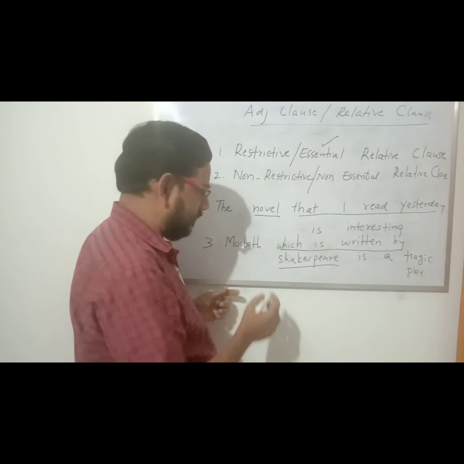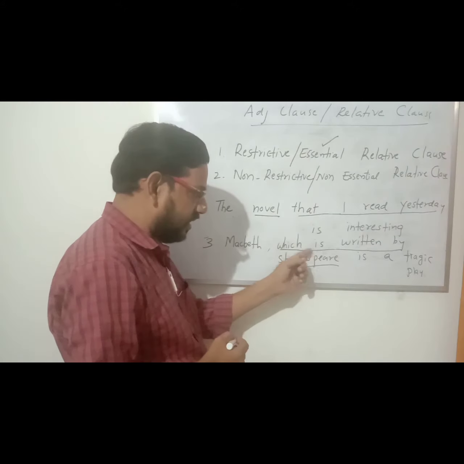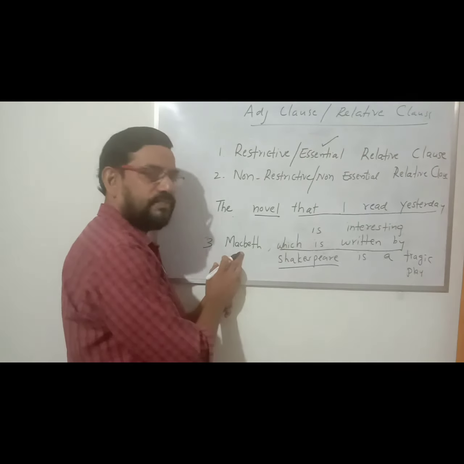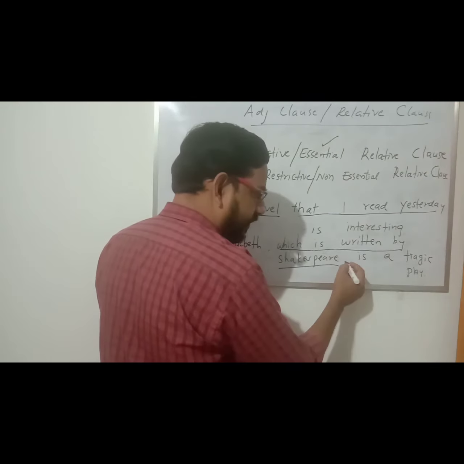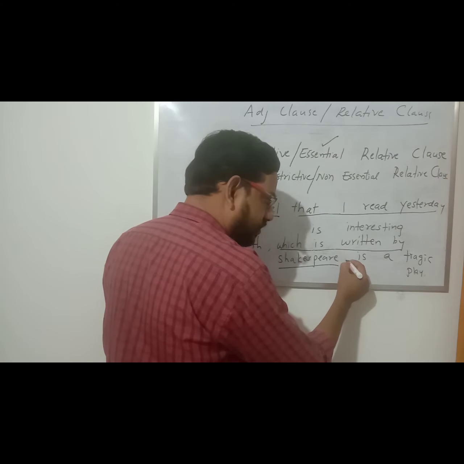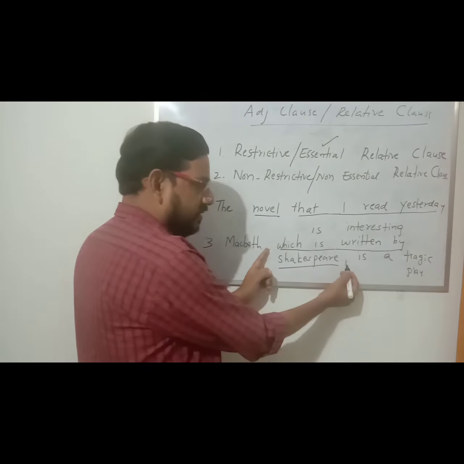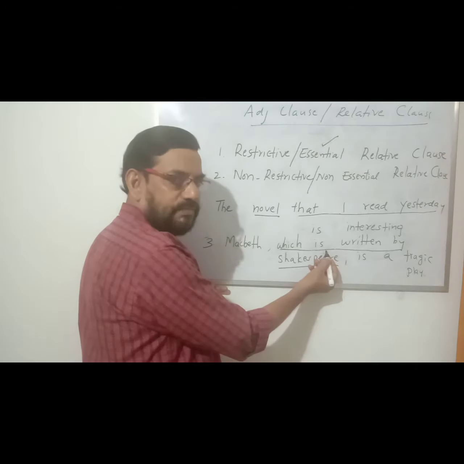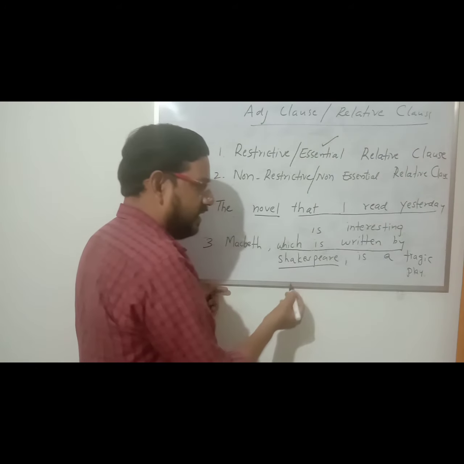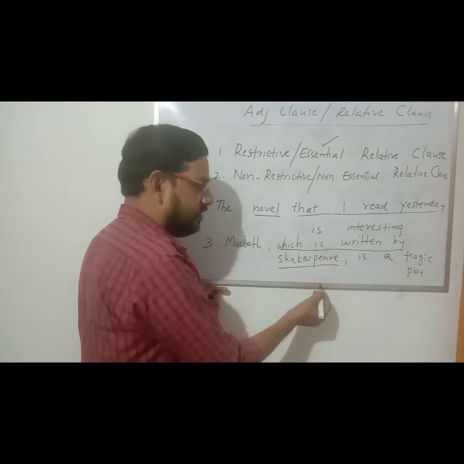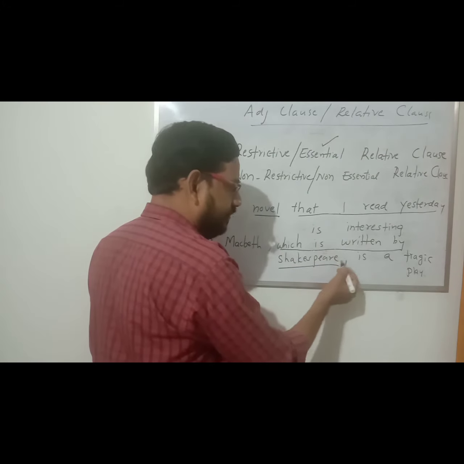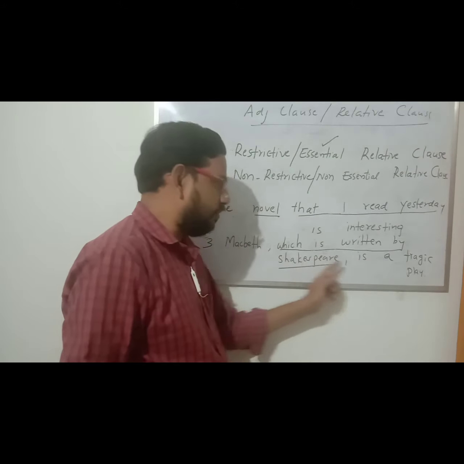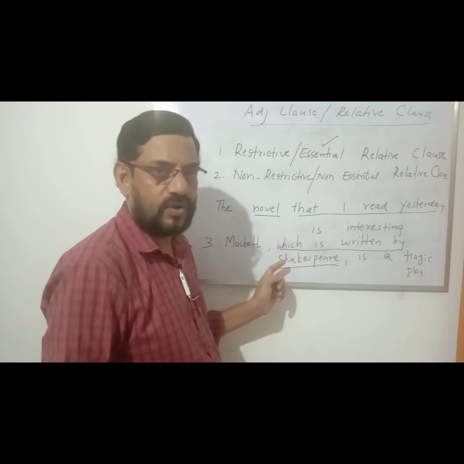There is one important thing that you have to keep in mind while fixing a non-restrictive clause. What is that important thing? You must put a comma. Before starting the non-essential clause, put a comma after the antecedent. Here the antecedent is Macbeth. Macbeth, comma, written by Shakespeare. At the end of that clause, again one comma. So two commas should come on either side, meaning the non-essential clause is fixed in between two commas. It is sandwiched between two commas: Macbeth, which is written by Shakespeare, is a tragic play. These two commas are very important in non-restrictive clauses.